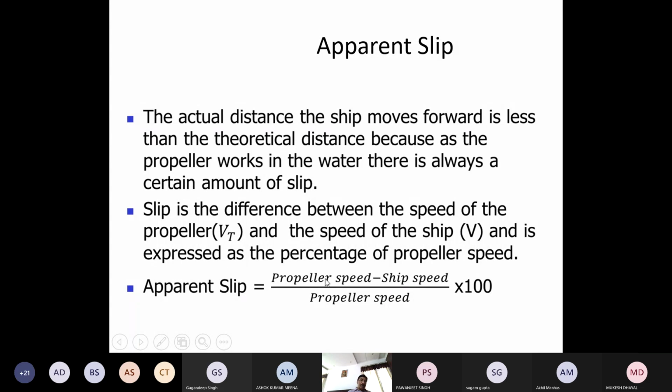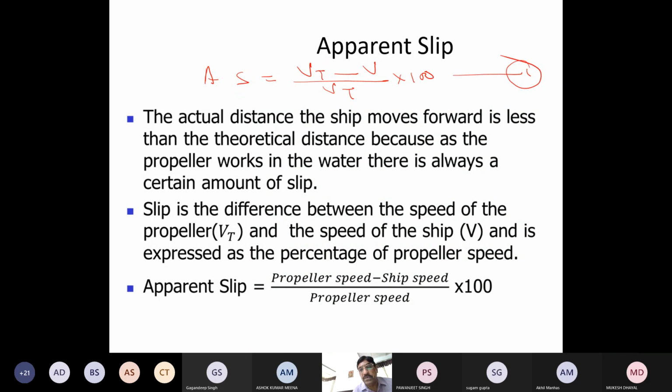So propeller speed minus ship speed divided by propeller speed into 100 percentage में लेना है. So फार्मूला हमारा क्या हो गया, यहाँ पे लिख लेता हूँ. AS, apparent slip, is equal to VT minus V over VT into 100. This is one formula which we will be using to calculate the apparent slip.